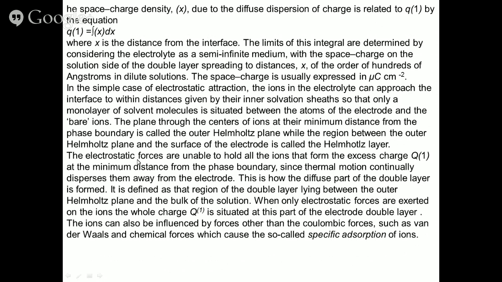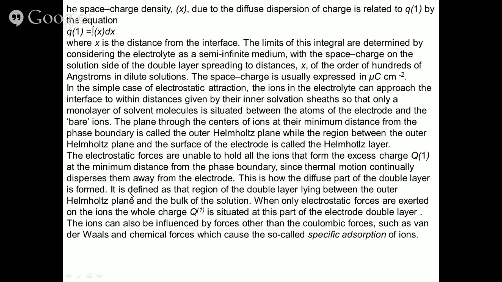The electrostatic forces are unable to hold all these ions that form the excess charge Q1. Q1 is the excess charge in the electrolyte medium at the minimum distance from the phase boundary, since thermal motions continuously disperse them away from the electrode. So it is only a hypothetical situation. It is only integrated over a distance that this can go on changing because of the thermal motions present in the electrolyte. This is how the diffuse part of the double layer is formed.